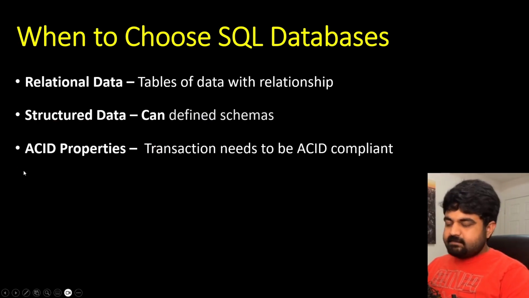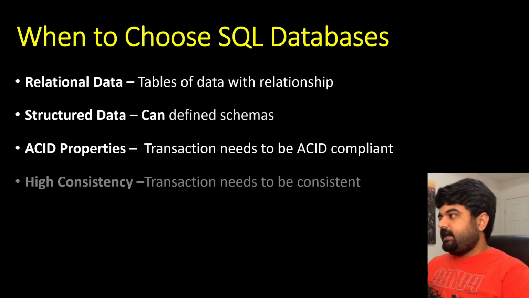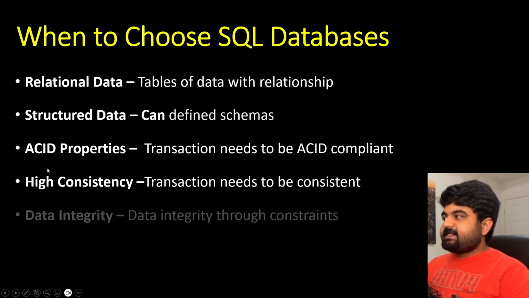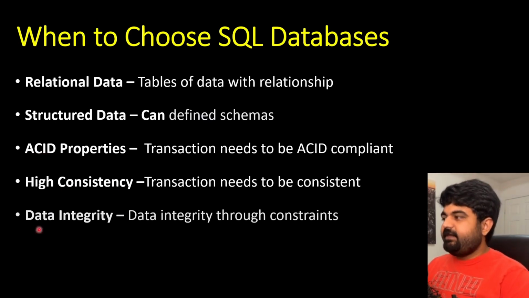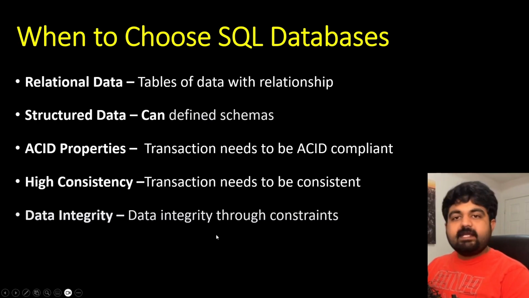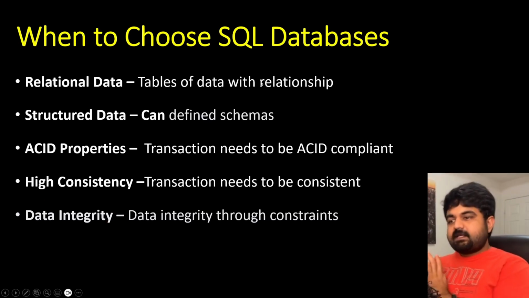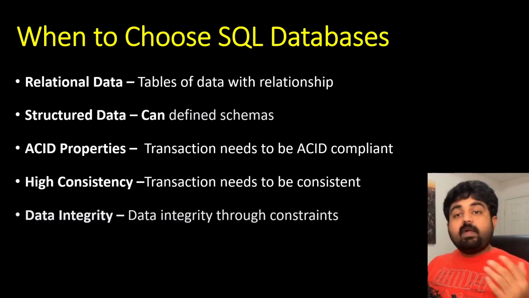ACID property compliance: whenever a transaction needs to be ACID compliant, always use SQL, nothing else. The same goes for consistency, because in ACID, C actually stands for consistency, so whenever you're dealing with a high-consistency situation, you need to use SQL. In the same way, if you want the utmost data integrity through various constraints on the data, you can also think of using SQL databases. So this concludes the very good guide on what SQL databases are and when to use them.